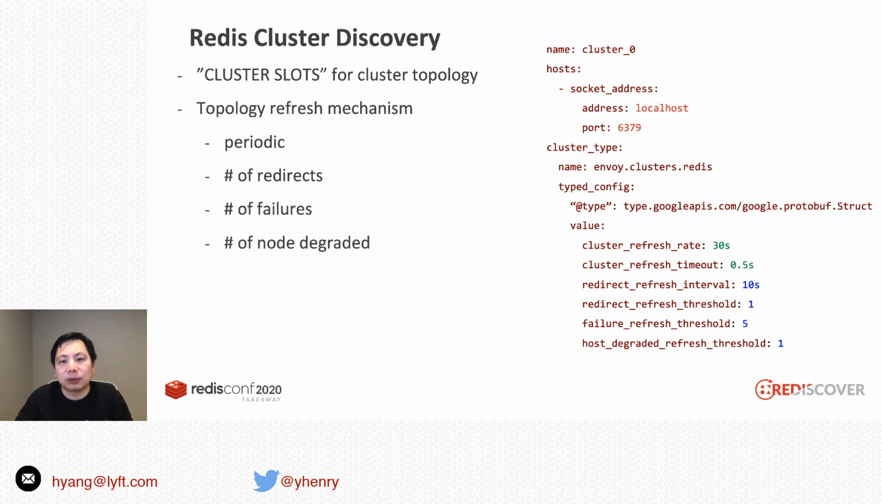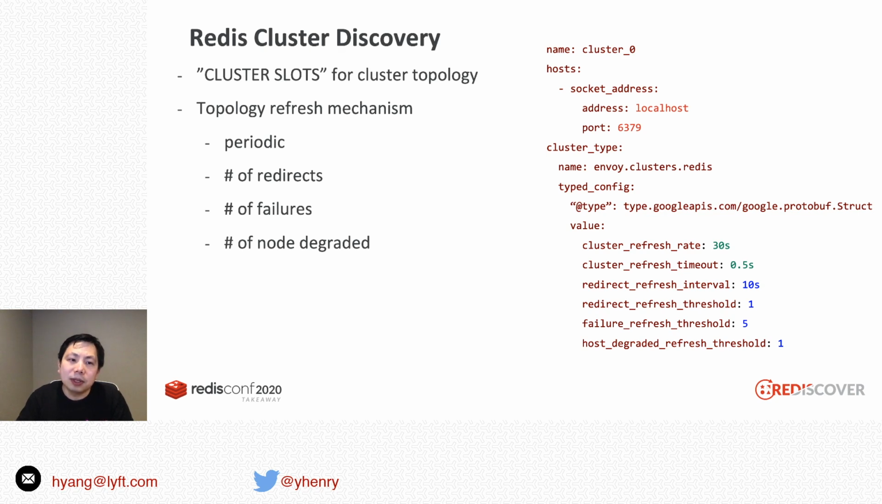The last 3 refresh mechanisms are what we consider adaptive topology refresh. They are based on the thresholds that we set for each condition, and they are protected against a thundering herd of topology refreshes by limiting the refresh intervals. So the number of redirects is easy to understand. It is basically the number of MOVED or ASK redirection responses we get from a Redis node. Number of failures is simply the errors that we get when we're sending a request.